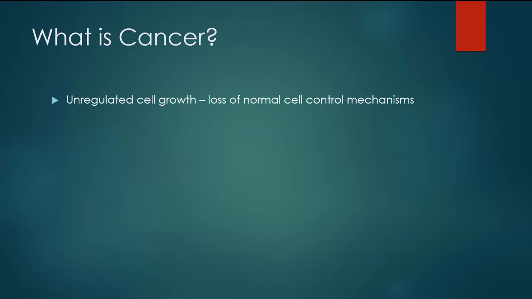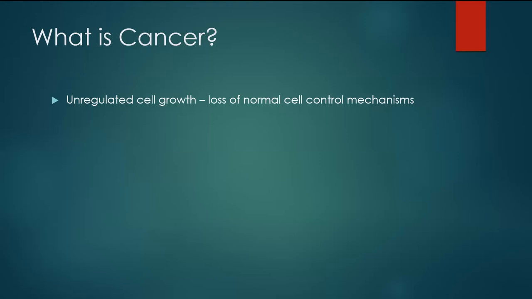So I think maybe the first question we should try to answer is, what is cancer? And while this is an obviously extremely complex question with many, many parts to the answer, at its most basic, what we can say is that cancer is unregulated cell growth. And what we mean by that is that the cancer cell has lost the ability to respond to normal cellular control mechanisms. So this can have a lot of different very deleterious effects in your patient.